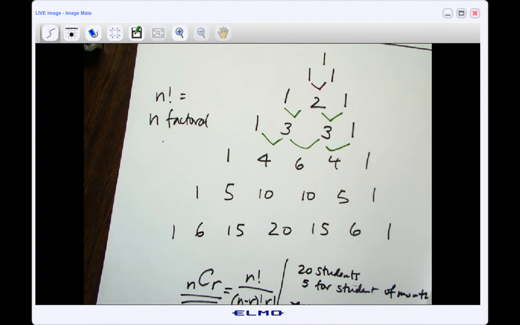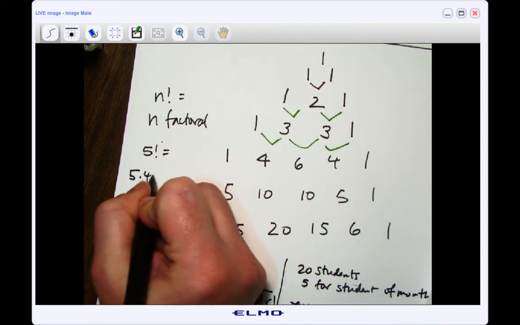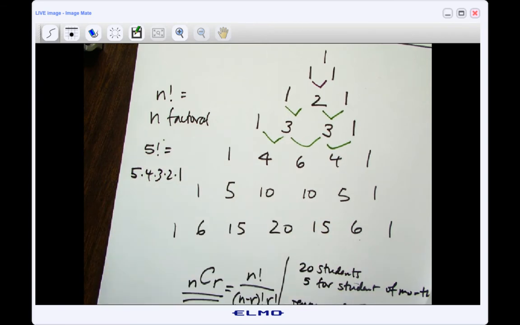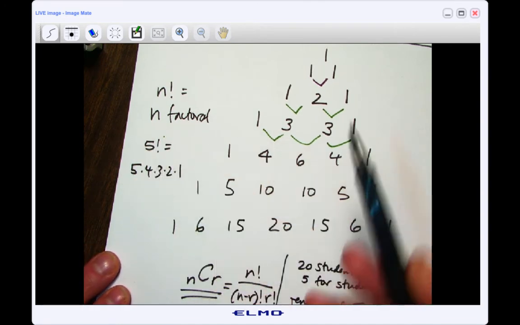And what that means is, if I have 5 factorial, that means 5 times 4 times 3 times 2 times 1. And you can probably figure out what 6 factorial would be: 6 times 5 times 4 times 3 times 2 times 1. So it's all the integers from that number down.